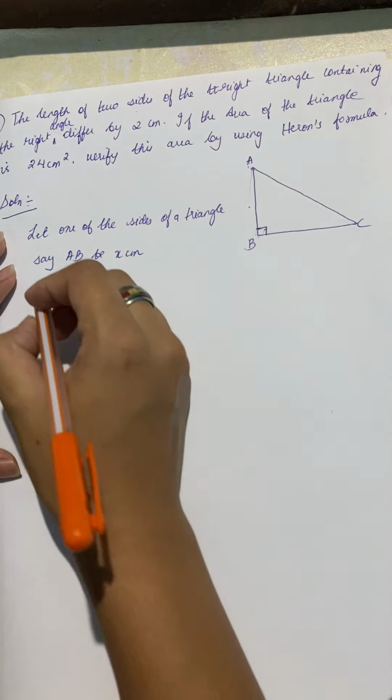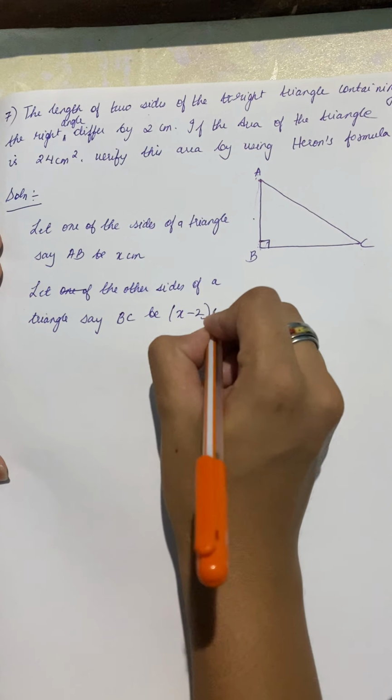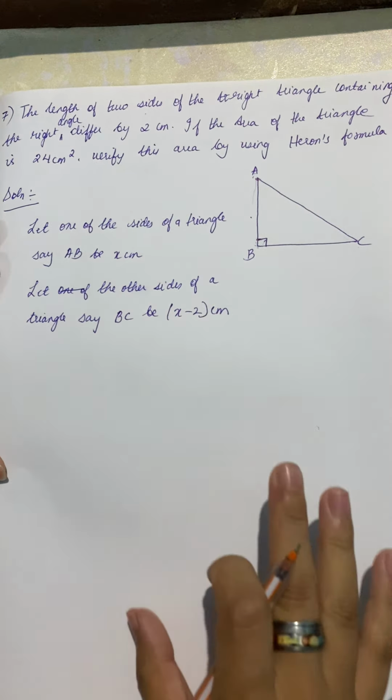And let the other side of the triangle, BC, be, you look, it differs by 2 centimeter, means they have a difference of 2 centimeter. So that means x minus 2 centimeter. Clear up to this much?